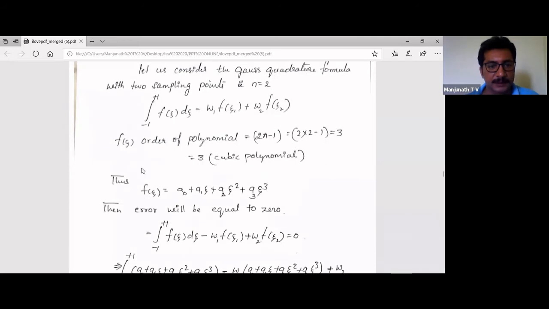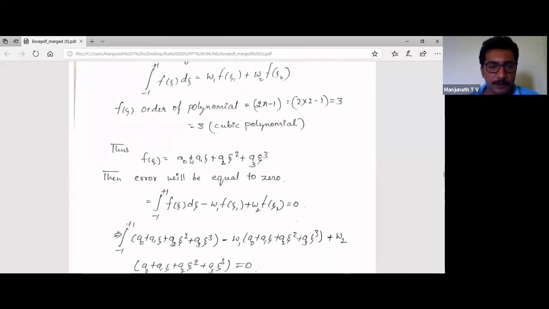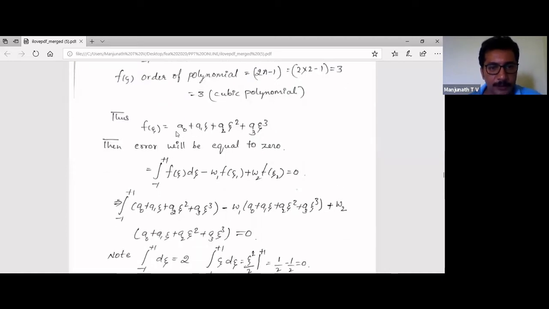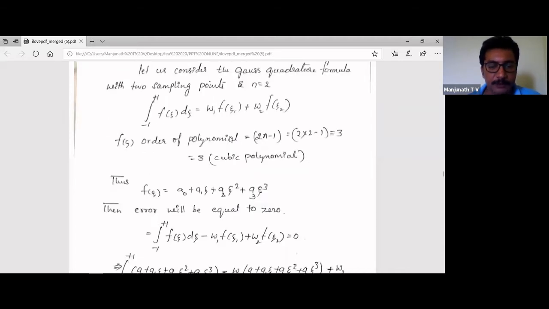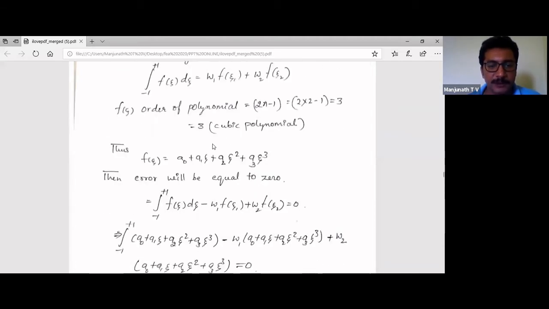Now consider a cubic polynomial for the f function, which is equal to a0 plus a1 zeta plus a2 zeta square plus a3 zeta cube. This is the cubic polynomial for the f of zeta function. Now we are going to calculate the w1, w2 and zeta 1, zeta 2 values. The difference between these two methods should be equal to 0.